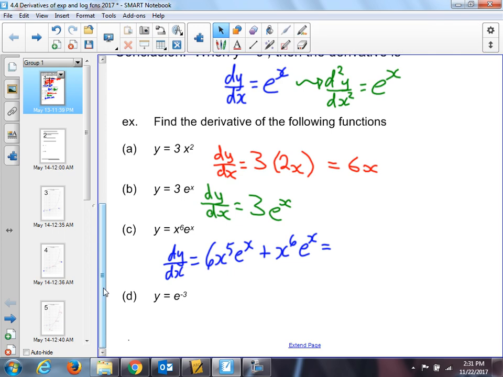X to the 5. Somehow my board shut off. Is there? Okay. Now it's on. Okay. I was doing this last period too.